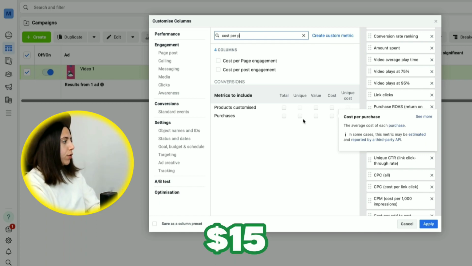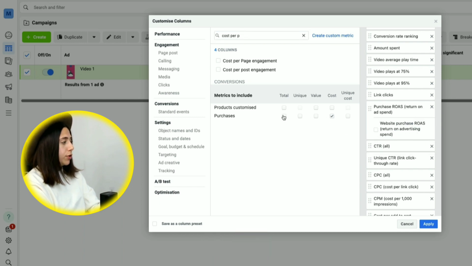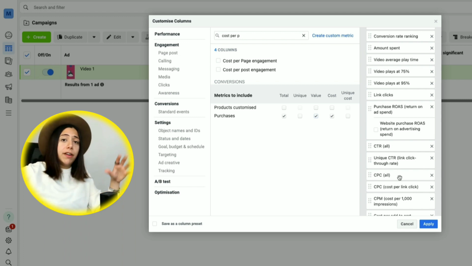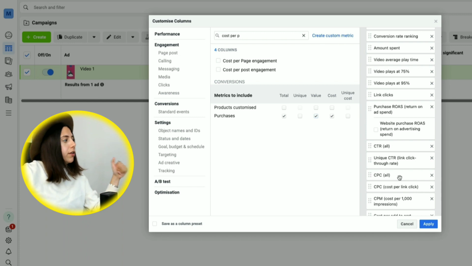So over here, we'll go for cost, total, and also value. That means the average order value. Let's say someone, instead of buying your $20 product, they buy your $40 product. That changes everything, of course. So make sure to put in value over here.